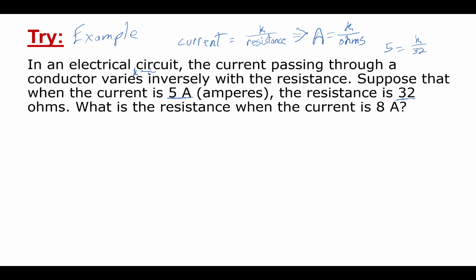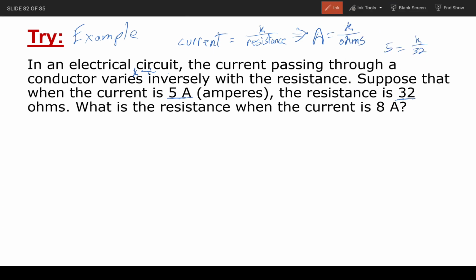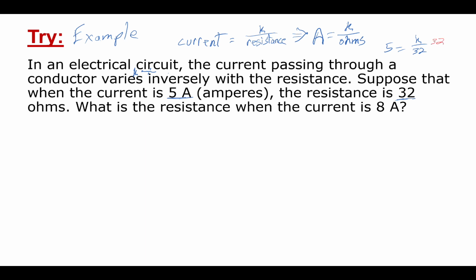Well, then, to solve for K, I'm going to just multiply by 32 on both sides. That goes away, and 5 times 32 is 160, that's my K. This gives me the new equation, the more useful equation of A is equal to 160 over ohms.